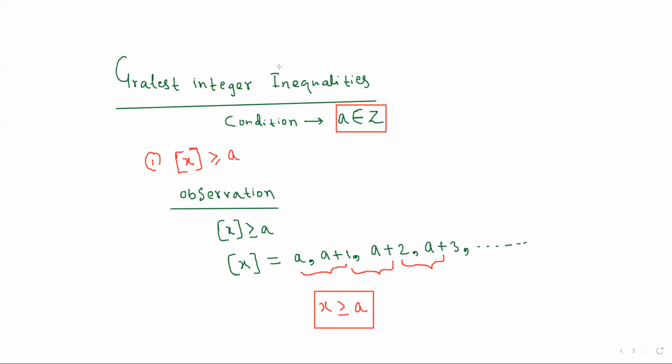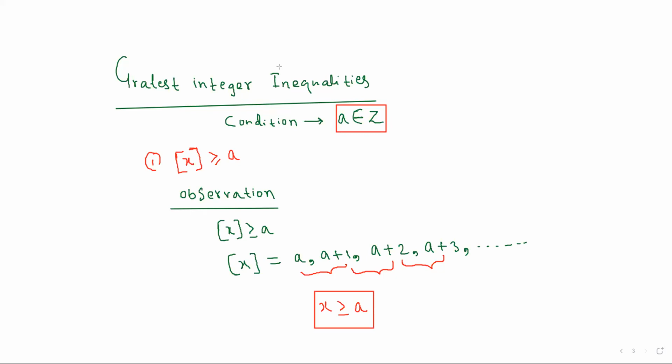I already discussed in the previous lecture, if x lies between n to n plus 1, then the greatest integer function of x is equal to n. I think this is clear to all. So simply, the greatest integer function of x being greater than or equal to a means the greatest integer function of x should lie between a to a plus 1, or a plus 1 to a plus 2, or a plus 2 to a plus 3, or a plus 3 to a plus 4, and so on.